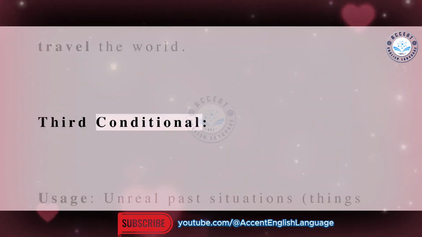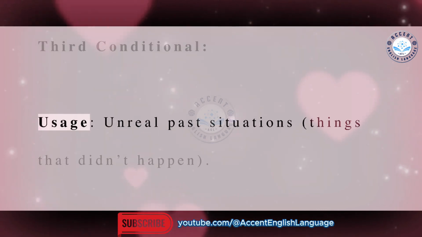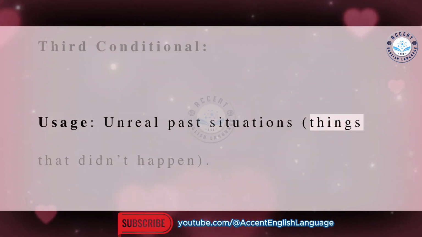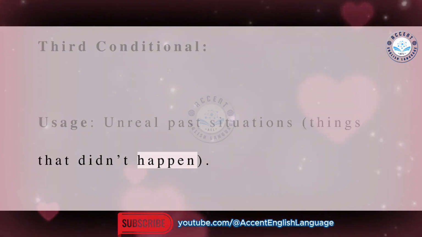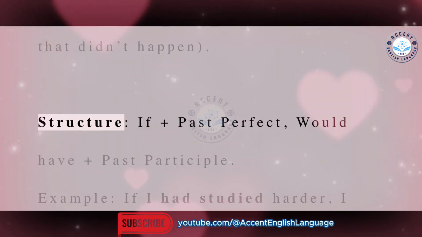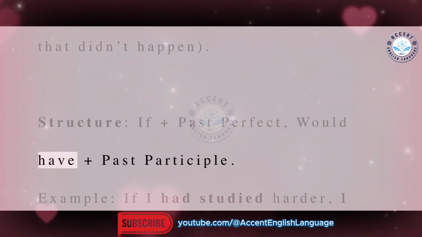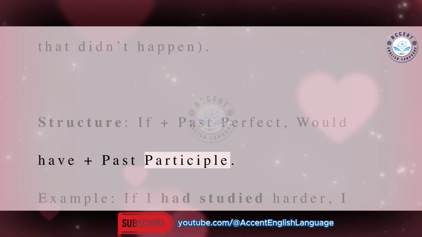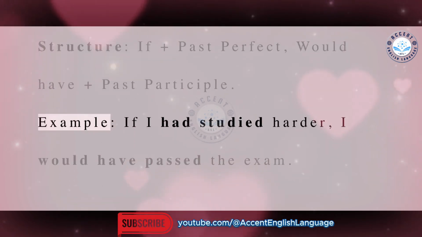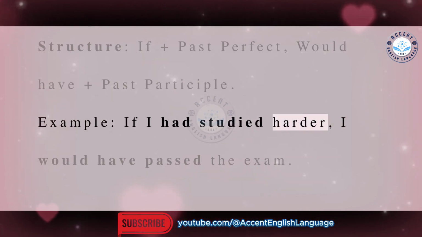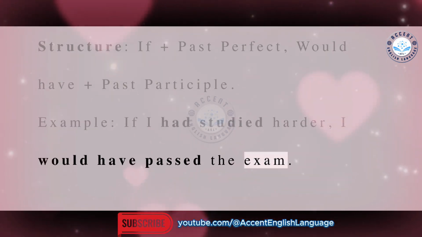Third conditional. Usage, unreal past situations, things that didn't happen. Structure, if plus past perfect, would have plus past participle. Example, if I had studied harder, I would have passed the exam.